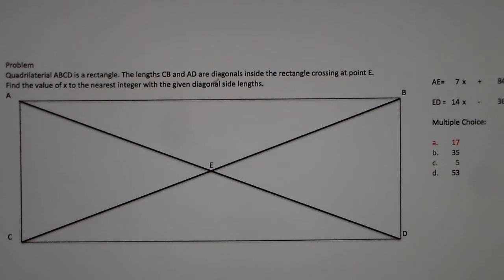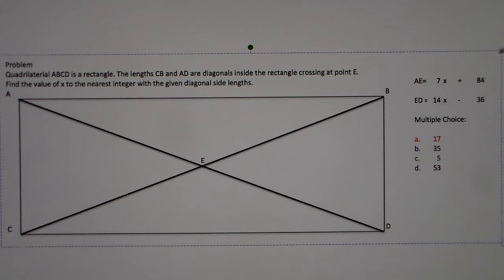Alright, looking at this one. Quadrilateral ABCD is a rectangle. The lengths CB and AD are diagonals inside the rectangle crossing at point E. Find the value of x to the nearest integer, given the diagonal lengths. So they give us here on the side. Might be a little tough to see. Get chopped off. There we go.